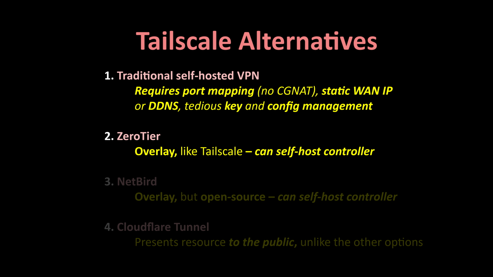ZeroTier is another big name in this space, and it's been around longer than Tailscale. Same idea, a private overlay network with its own protocol instead of WireGuard. There's a free tier, it's a solid product, and you can self-host the controller. If Tailscale disappeared tomorrow, this is what I'd switch to. NetBird, a newer open-source WireGuard mesh that you can fully self-host, control plane and all.